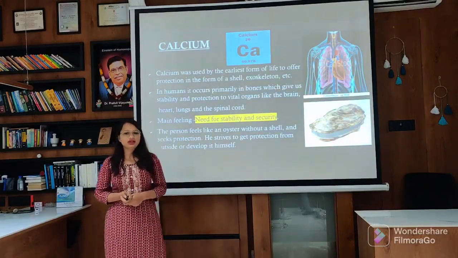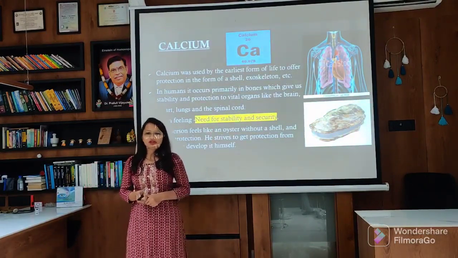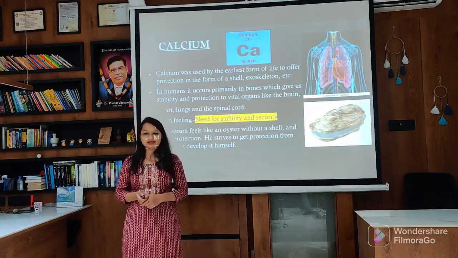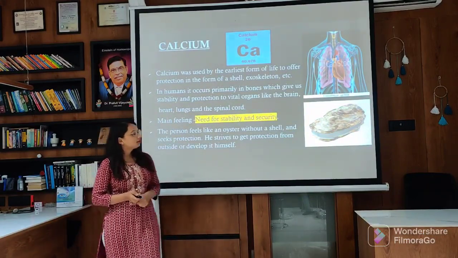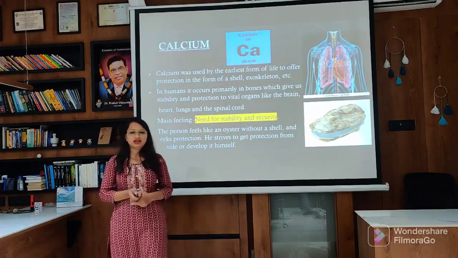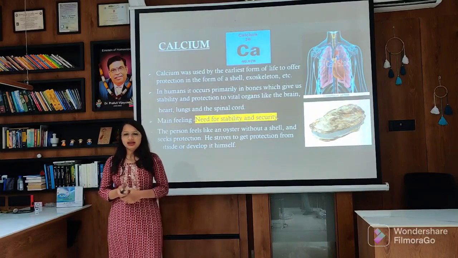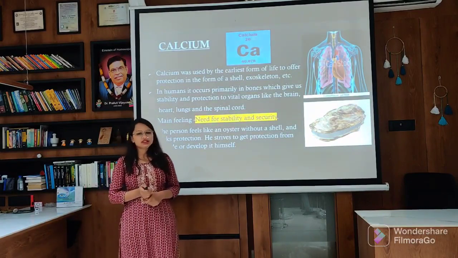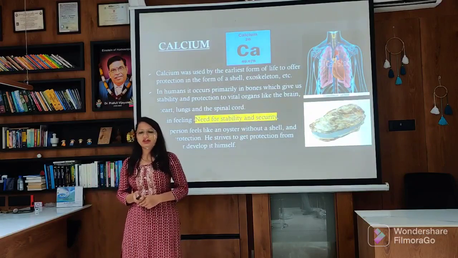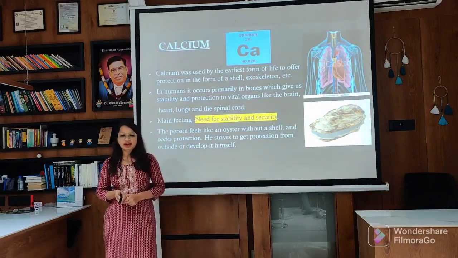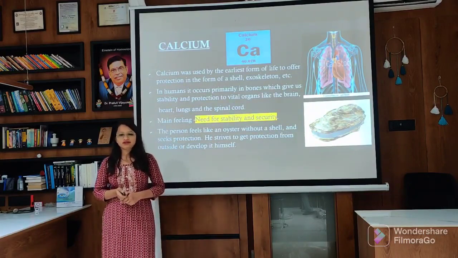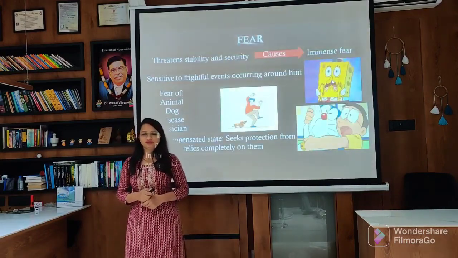Calcium was used in early forms of life, offering protection for the cell and as exoskeleton, etc. In humans, it occurs in the bone, which gives us stability and protection to vital organs like the brain, heart, lung, and spinal cord. The main feeling is a need for security and stability. The person feels like an oyster without the shell and seeks protection. He starts to get protection by himself or develops an outer layer.